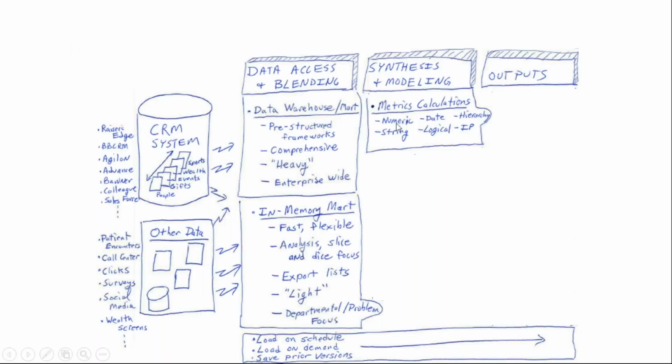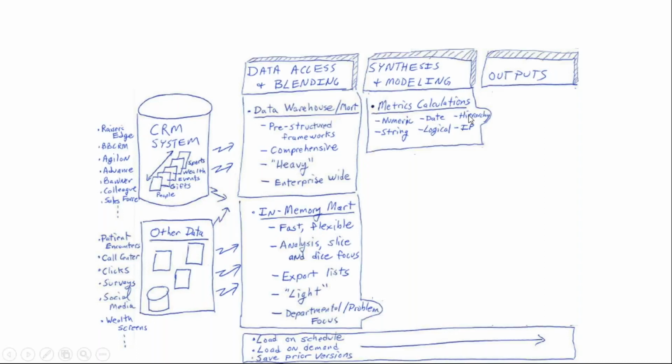Metrics and calculations is numeric. I want to take hard cash minus pledge payments. That's a numeric metric to get current giving. String. I want to concatenate name and city and street and something to create a key to index against something else. Date. I want to know, how long since the last contact. So you want to take the last contact date and subtract it from the date the data was loaded. Logical. If the last contact date is more than 2 years, flag it because that person hasn't been contacted in more than 2 years.